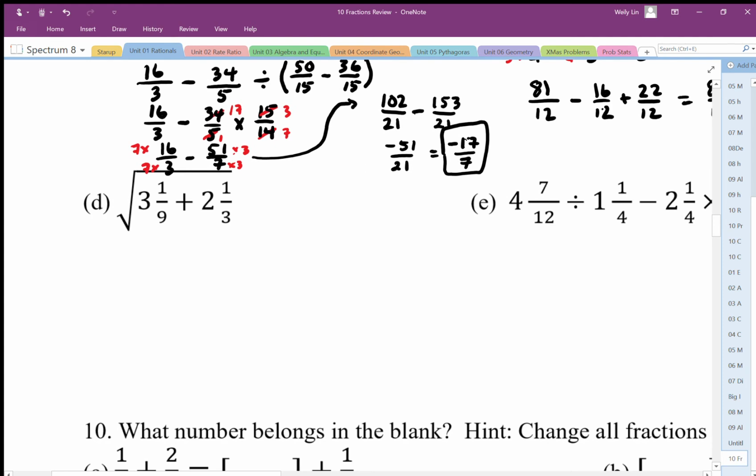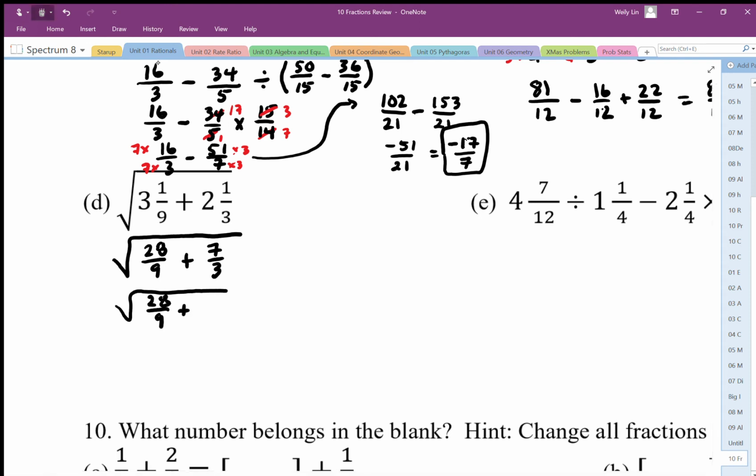2 here. Again, we want to convert these into improper fractions, so we end up with 28 over 9, and this plus this ends up being 7 over 3. Before we can square root, we need a common denominator to add those together. So we want to have a times 3 here, times 3 here, and we end up with 21 over 9.